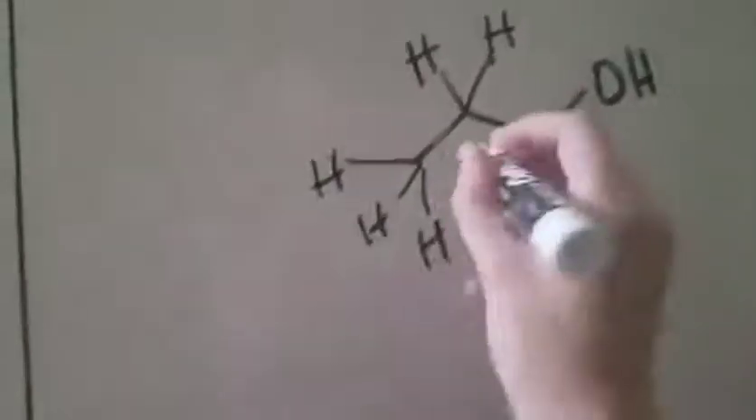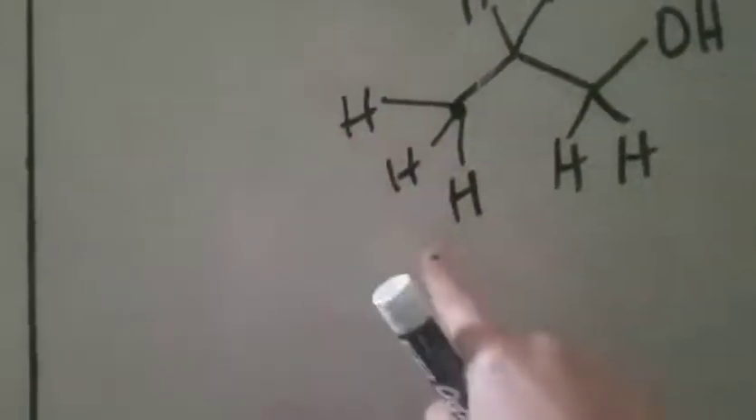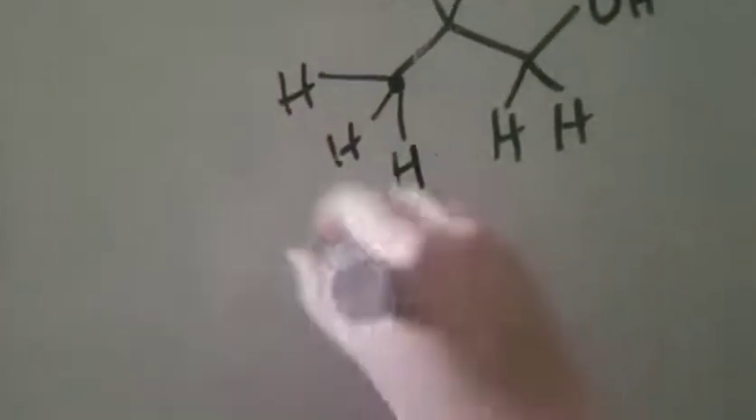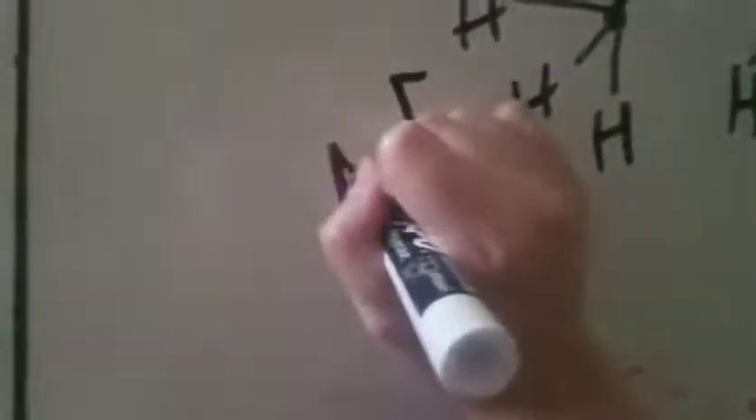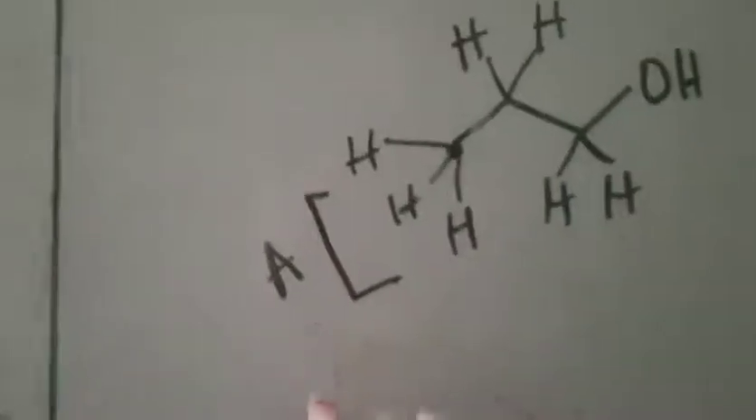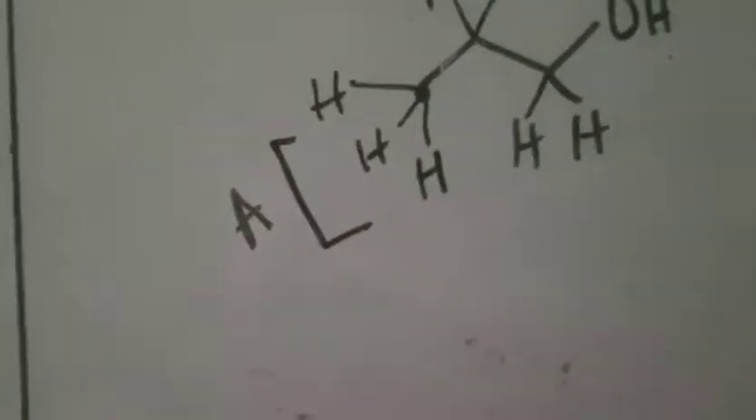So I know this carbon here. These 3 protons are in the exact same environment. Because this carbon is connected to only one thing, they're experiencing the same amount of splitting. So that means it will probably give me a signal by itself. So I'm just going to say this is A. It doesn't matter what I label it as.